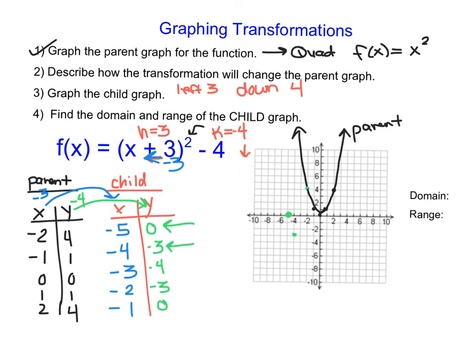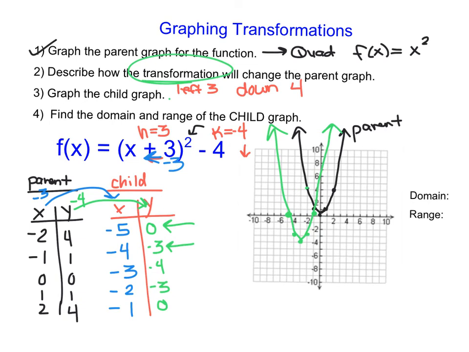Then my next point is x is -3, y is -4, x is -2, y is -3, and -1, 0. So you can see that we've taken this parent graph and we have shifted it to the left 3 and down 4, just as those transformations told us they would.